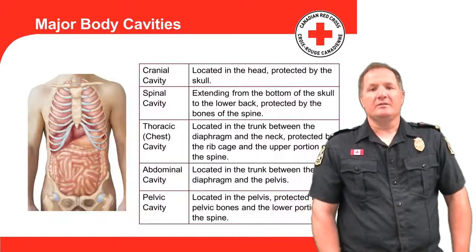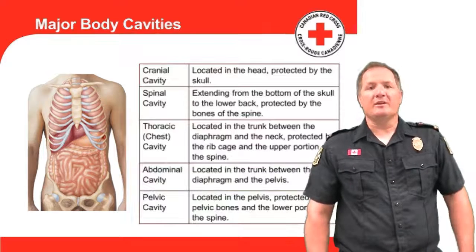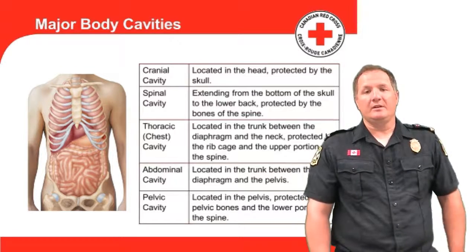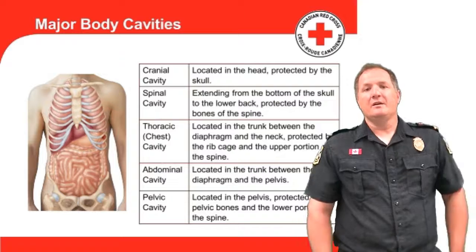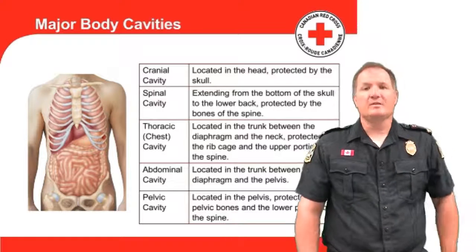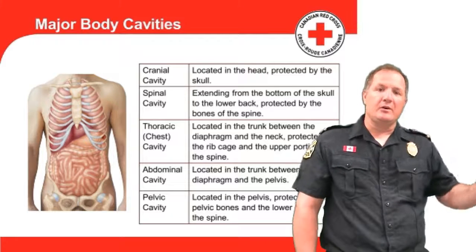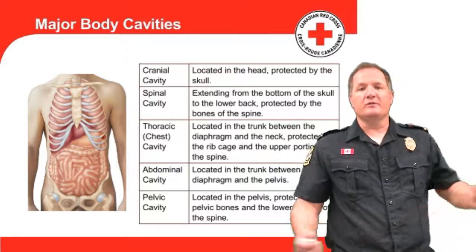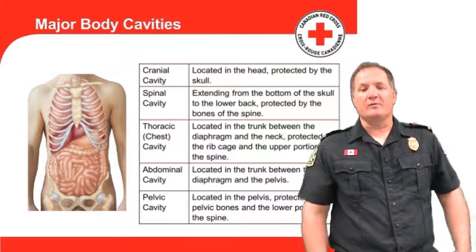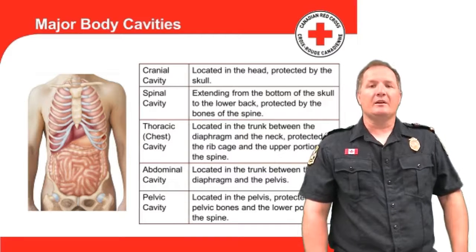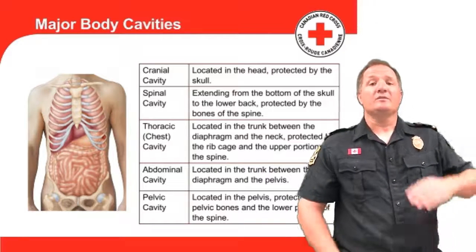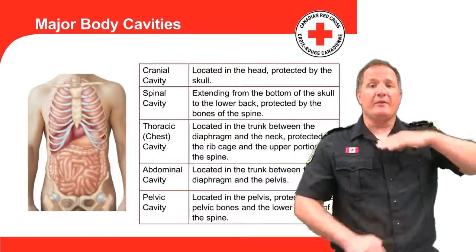Major body cavities. So we divide the body into 5 major cavities. The cranial cavity. The cranial cavity is the head, and it's protected by the skull. The spinal cavity, which is actually the spine from the cranial cavity all the way down, sends all the nerves through the spinal cavity to each part of our body. The thoracic cavity, also known as the chest cavity, which consists from the neck to the diaphragm itself.